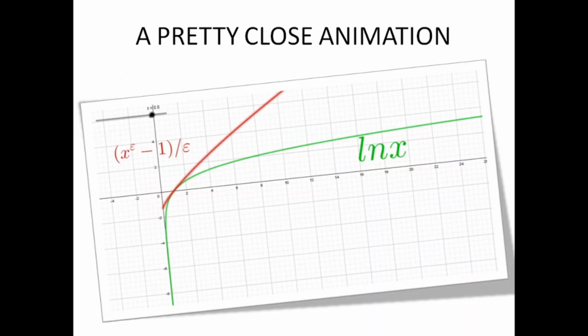So here you can see a pretty close animation, that plots (x power epsilon minus 1) by epsilon as epsilon approaches 0, approaches ln x closely. Also it approaches negative infinity for epsilon values approaching 0.